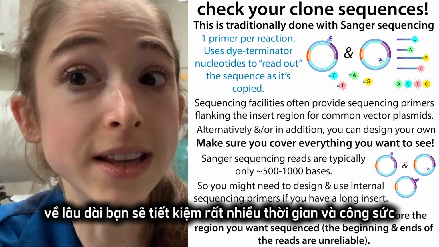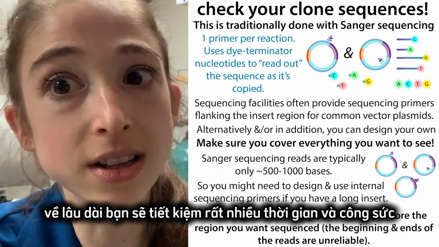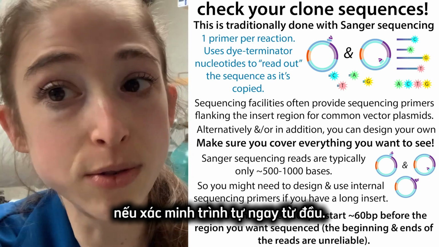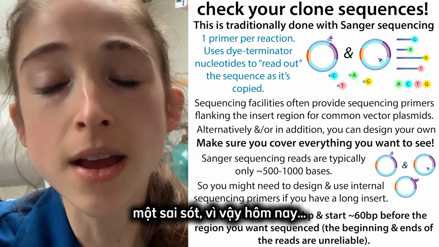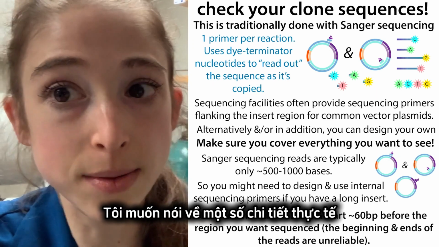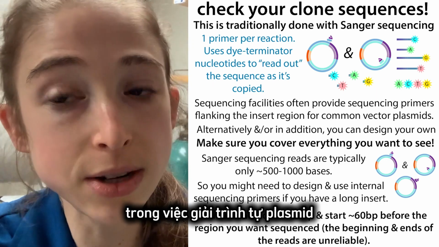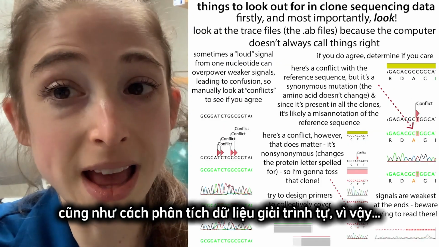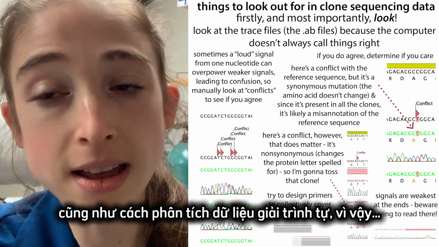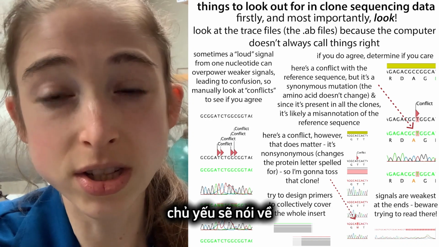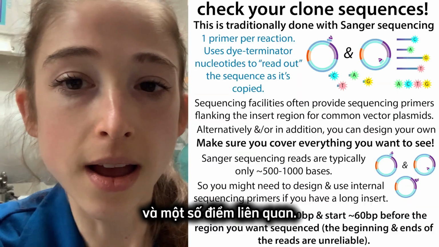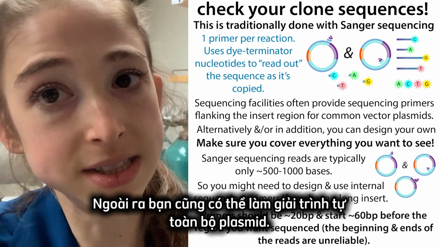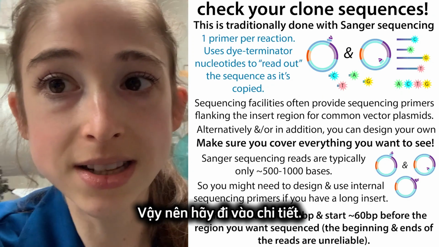Bottom line, you save a lot of time and energy in the long run if you verify that sequence in the beginning, or at least you can if there's a mistake. And so today I want to talk about some of the practical details of sequencing plasmids, as well as analyzing the sequencing data. So mostly talking about Sanger sequencing and designing the primers for this, but you can also do whole plasmid sequencing. So let's get into the details.